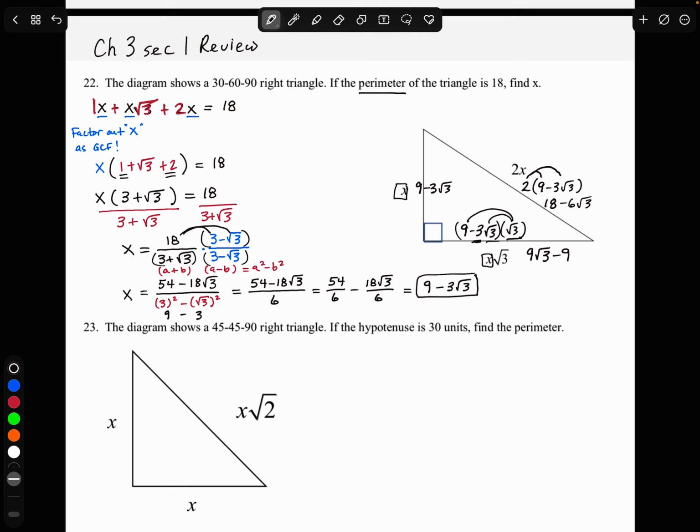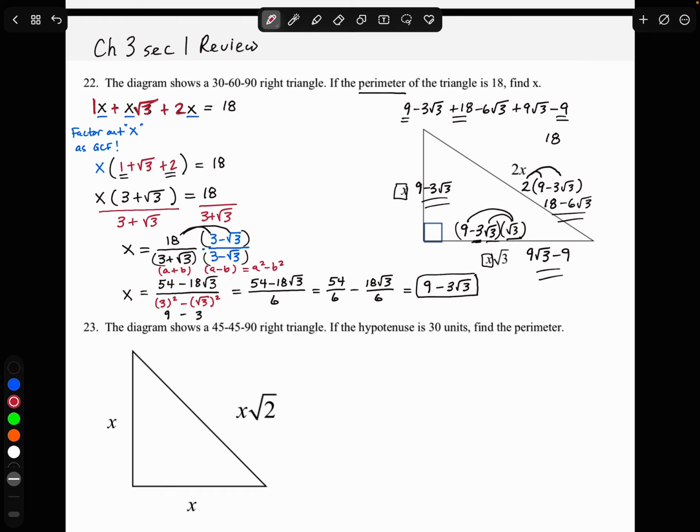So let's go ahead here and let's add all three of these sides together. So we're going to say 9 minus 3 times the square root of 3 plus 18 minus 6 times the square root of 3 plus 9 times the square root of 3 minus 9, right? That's that last side. If we combine our like terms, we've got 9 plus 18 is 27, minus 9 is 18, right? So we're left with 18 right there.